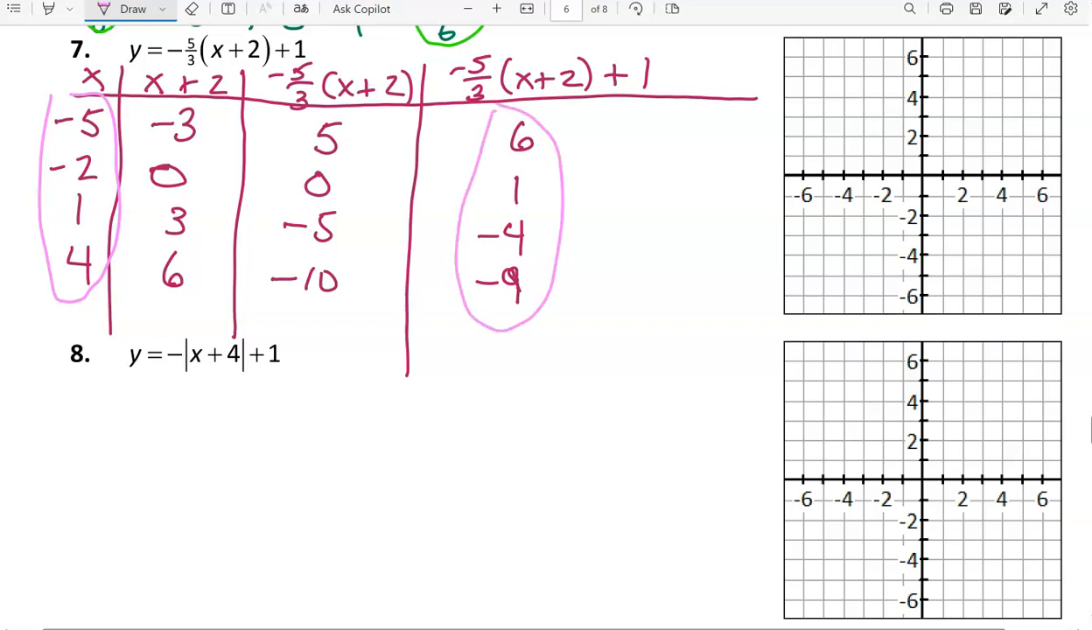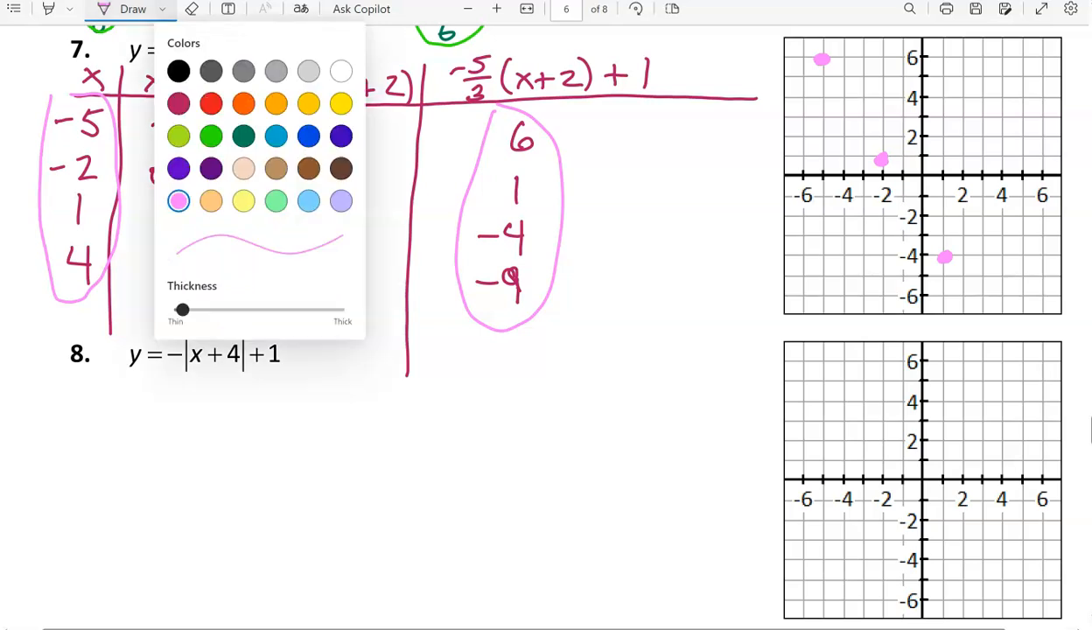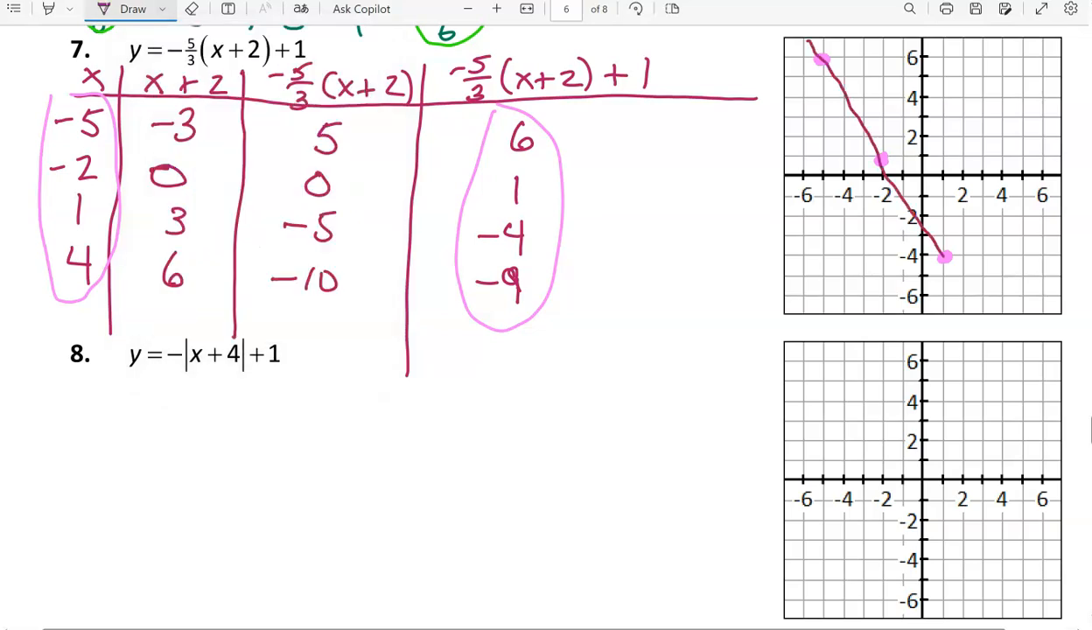So negative 5, positive 6 is 1 point. Negative 2, positive 1 is another. 1, negative 4 is another. And that last point, 4, negative 9, I will not be able to graph, but I believe that we can verify here that this is a straight line. I don't see any of those extra operations like absolute value or squaring. This is just strictly multiplication and addition on the variable, and so that's going to form a straight line, so it would be reasonable to assume that we can just continue the line and connect and put arrows on the end.